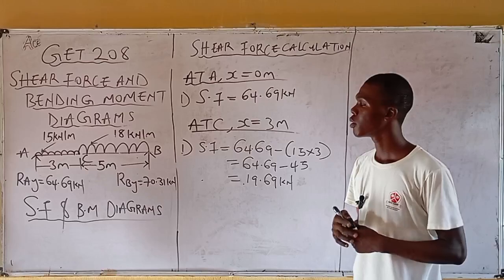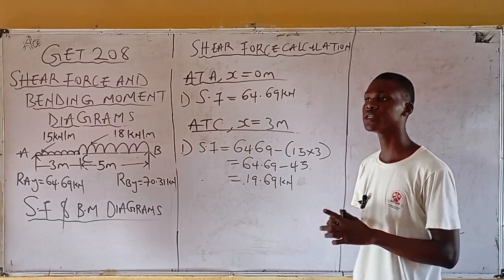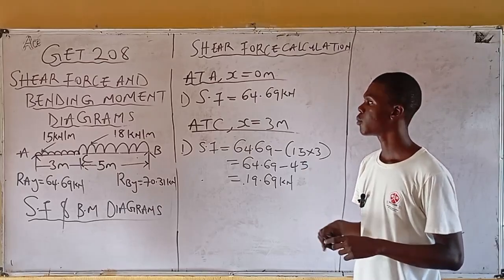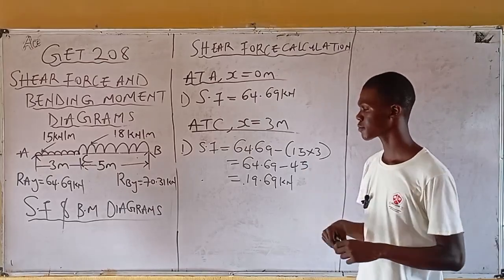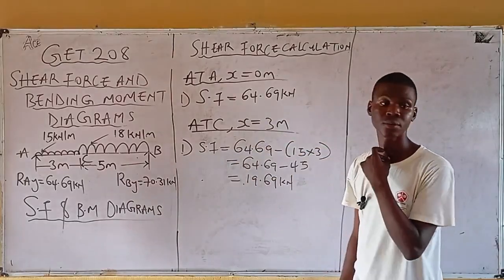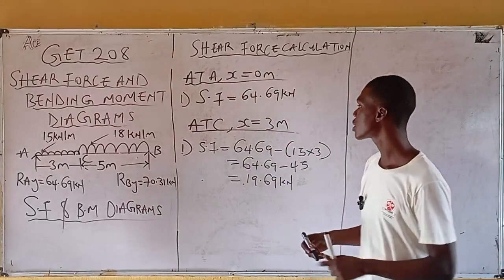19.69. What do you call it? It won't be 19.69. That's it. Okay, you mean we should consider it to be 0? Plus 19.69. Okay, let's do it this way.